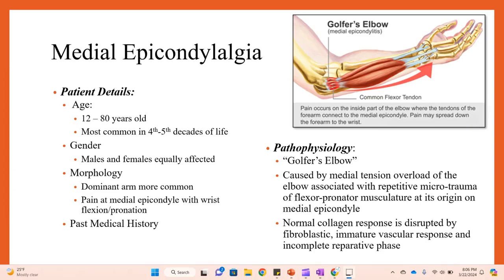As we continue on here, we're going to talk about medial epicondylalgia, again also known as medial epicondylitis or golfer's elbow.